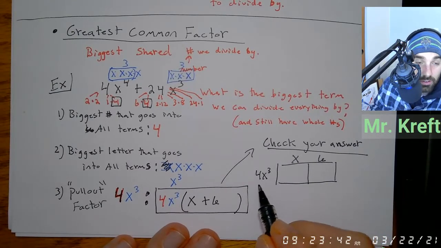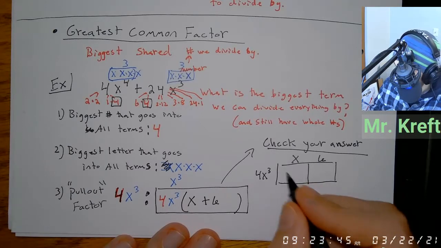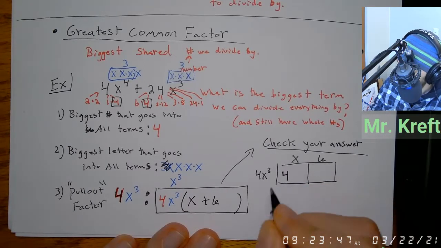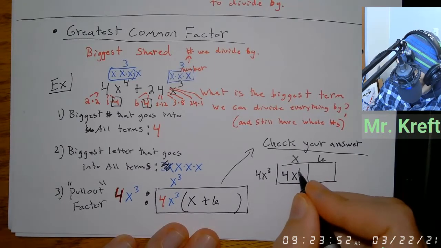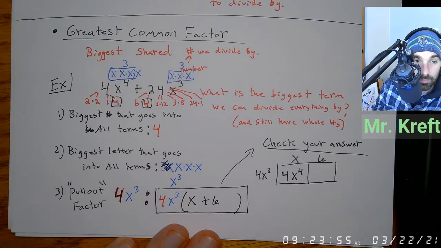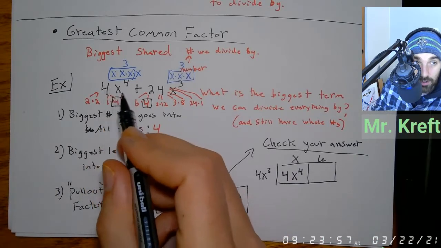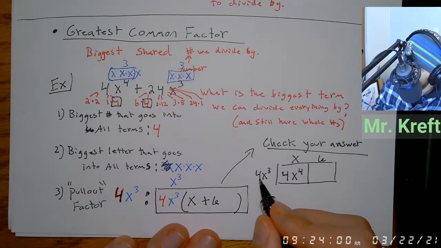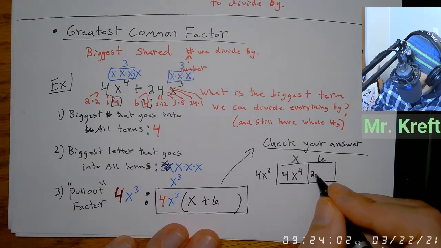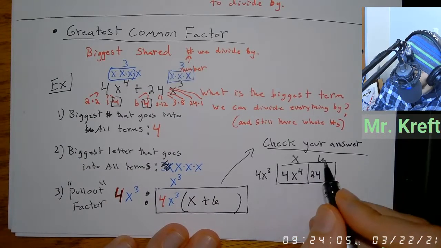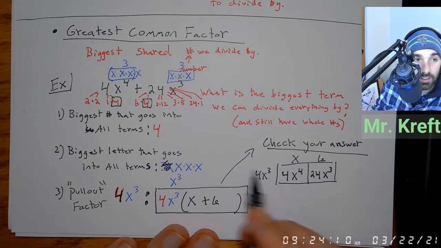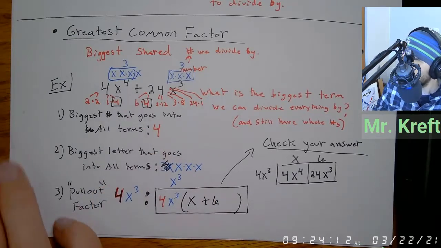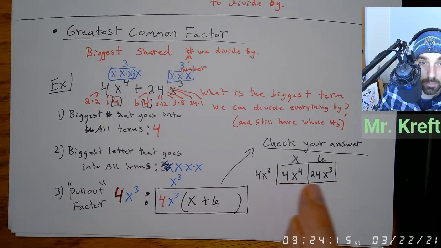So let's check our answer. I have 4, and there's a 1 here, so that's 4. I have x cubed times x, that's x to the 4th, which is good, because right here we have 4x to the 4th, and then 4 times 6 is 24, and then x cubed times nothing is x cubed. So notice this is the same as our original. So what we're doing is we're doing our multiplication backwards.